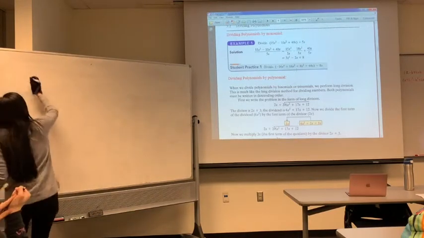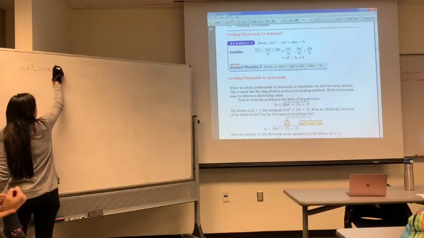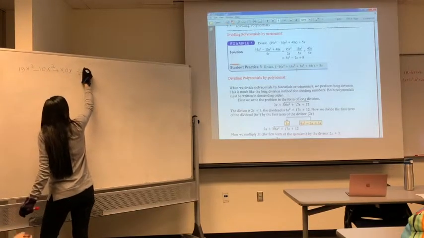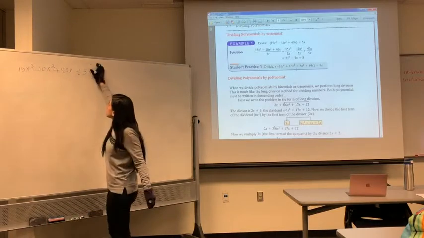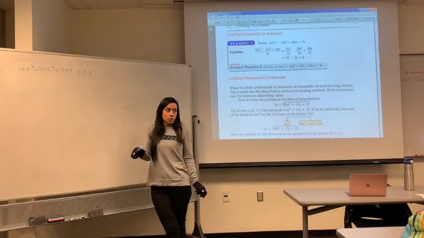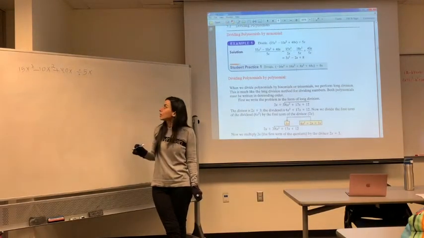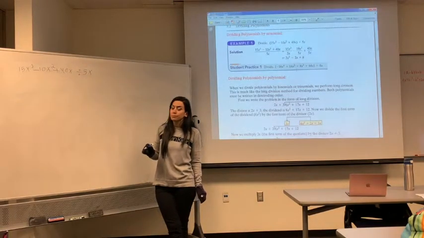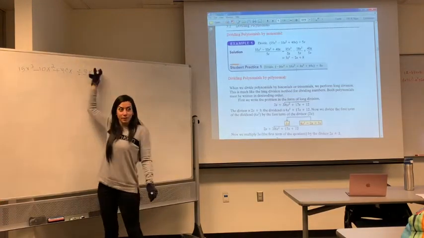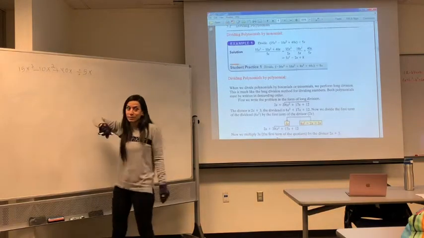We have 15x^3 minus 10x^2 plus 40x divided by 5x. So here we have a trinomial. We want to divide this by a monomial. So what should we do? We should divide each term by this one, 5x, exactly. This one by this one, this one by this one.